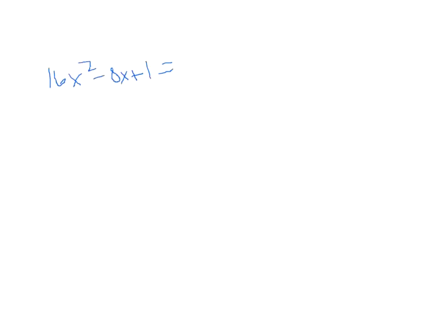So I know that this is 4x minus 1 times 4x minus 1. And so I want you to think about why I might be able to figure that out without doing the generic rectangle and the diamond problem. What is it about this problem that helps me figure it out very quickly?